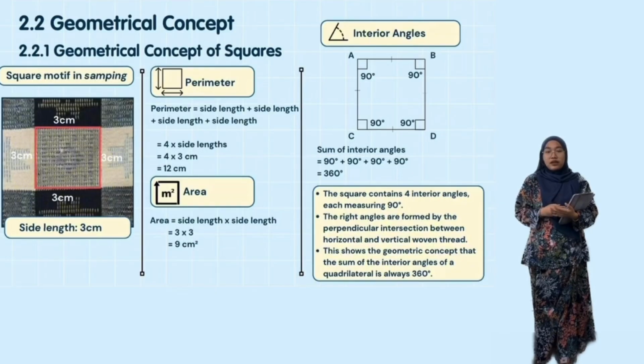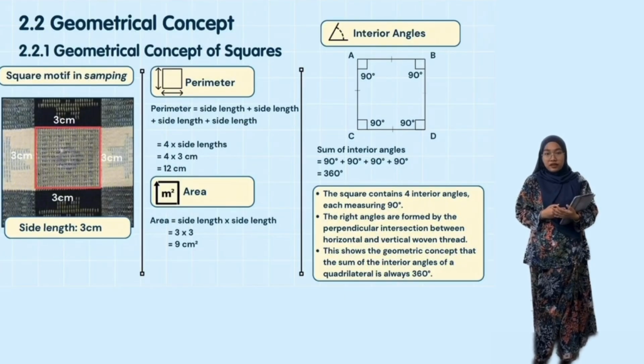of the motif. The square also contains 4 right angles, each measuring 90 degrees. When these angles are added together, the total is 360 degrees. This demonstrates an important geometrical concept that every quadrilateral has a total interior angle sum of 360 degrees. The presence of 4 right angles also contributes to the balanced and symmetrical appearance of the woven stamping.